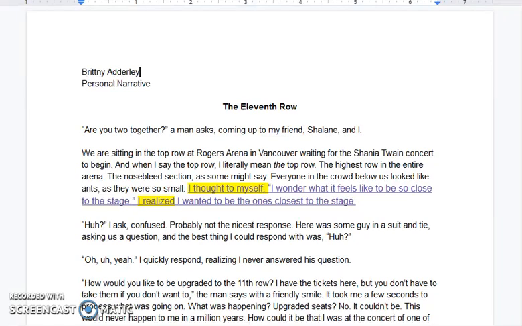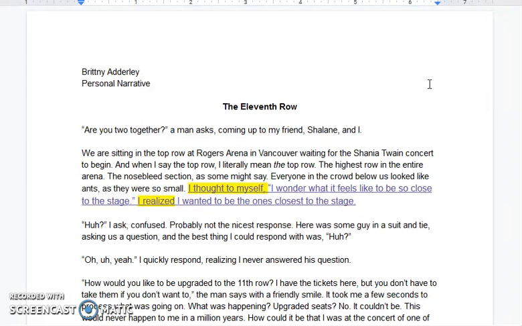But then you want to tell, where in the world are you? Well, am I in the sky? Am I at school? Well, you guys know the story, but again, keep reading. You'll find the setting of the story or the place. "Well, we are sitting in the top row at Rogers Arena in Vancouver." Bam! We know where we all are already, okay? And when I say the top row, I literally mean the top row. The highest row in the entire arena.